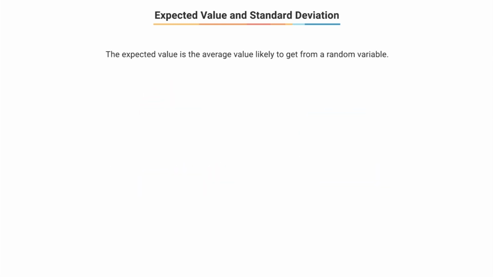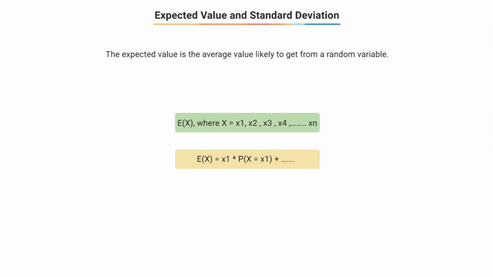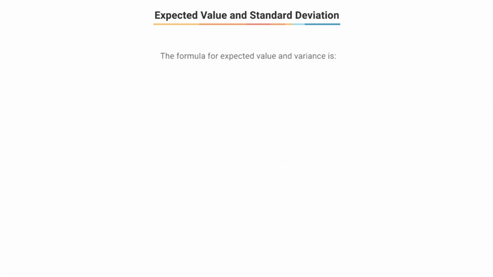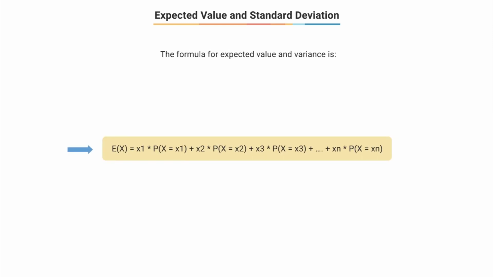Recall that the expected value is nothing but the average value that we would expect to get from a random variable, and the way it is calculated is that we take the value that x takes, x1, multiplied by the probability that x takes x1, summed up for all the values that x can take. So basically it is x1 times probability of x1 plus x2 times probability of x2 and so on up till xn times probability of xn.